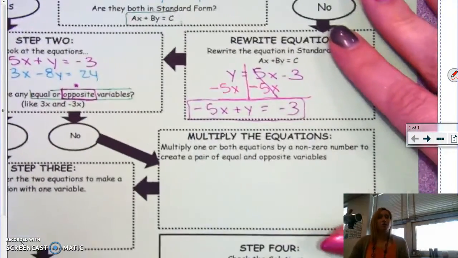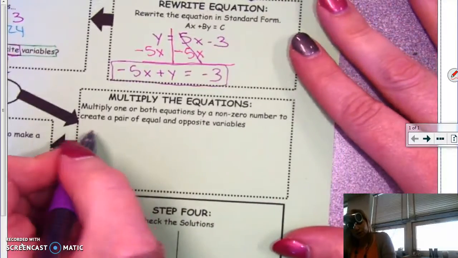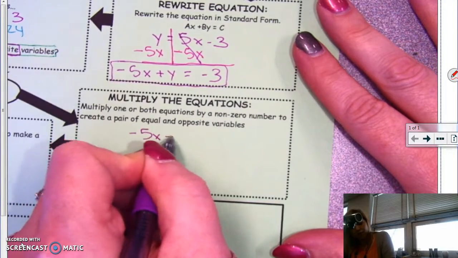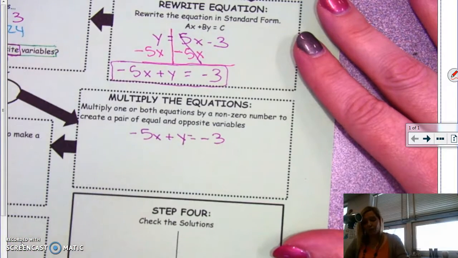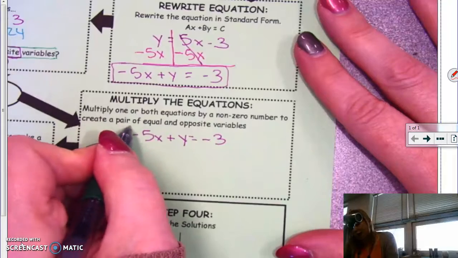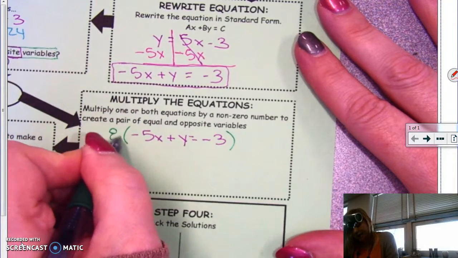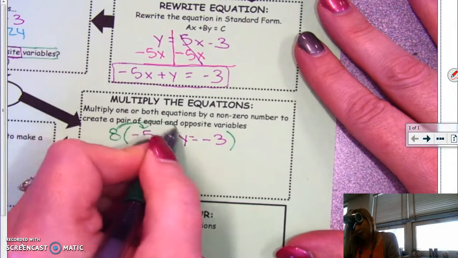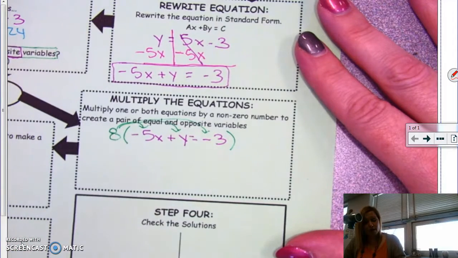So that's exactly what we're going to do. I am going to take the time here to write out that equation again. Negative 5x plus y equals negative 3. And what we're going to do is multiply this entire equation by 8. So if we do that, it's kind of like our distributive property. Everything on the inside is going to be multiplied by 8.